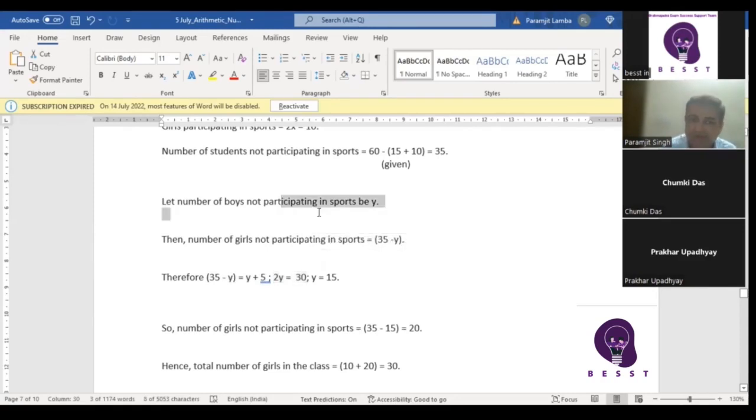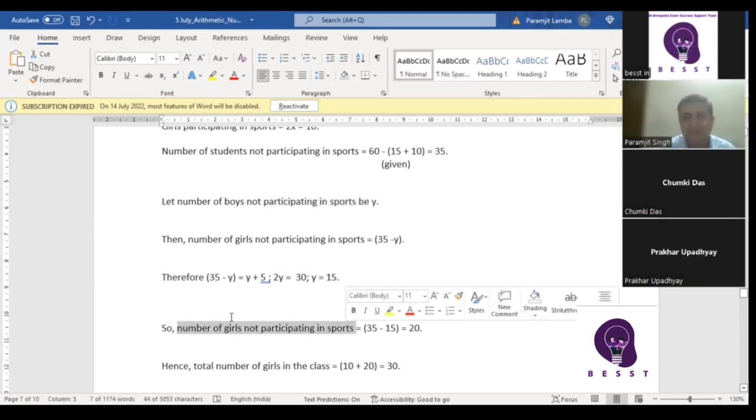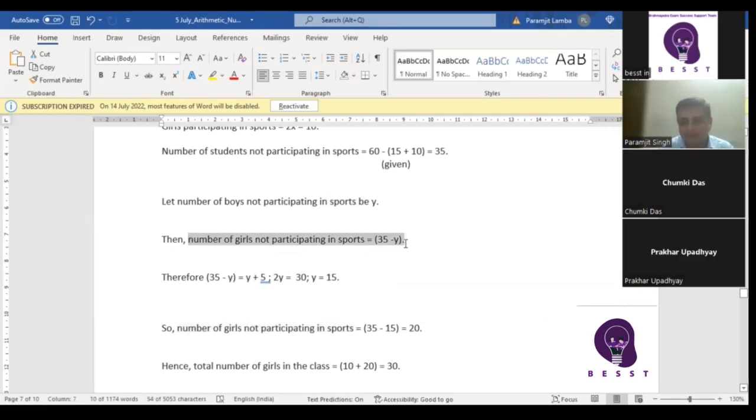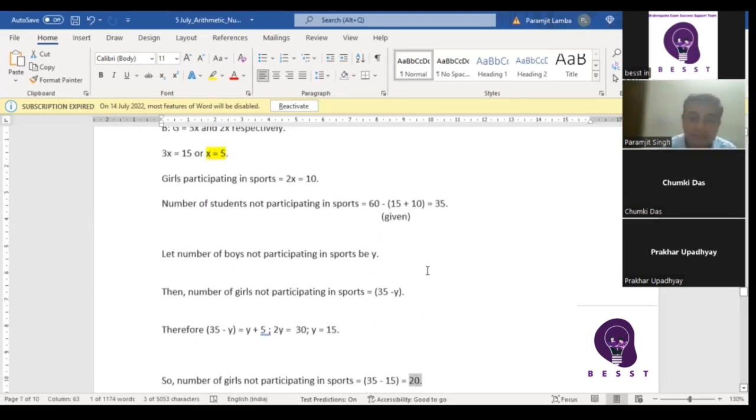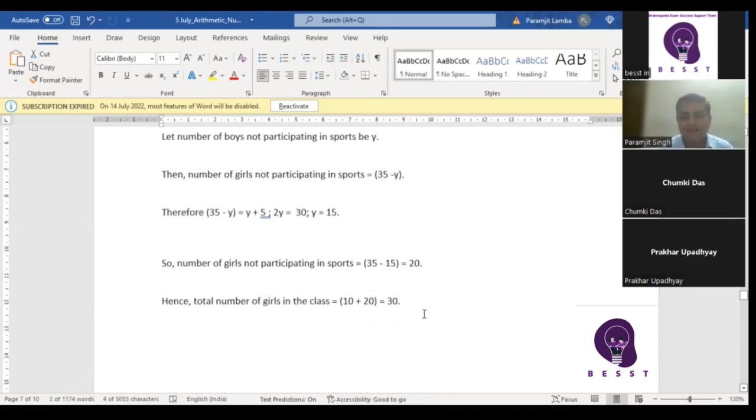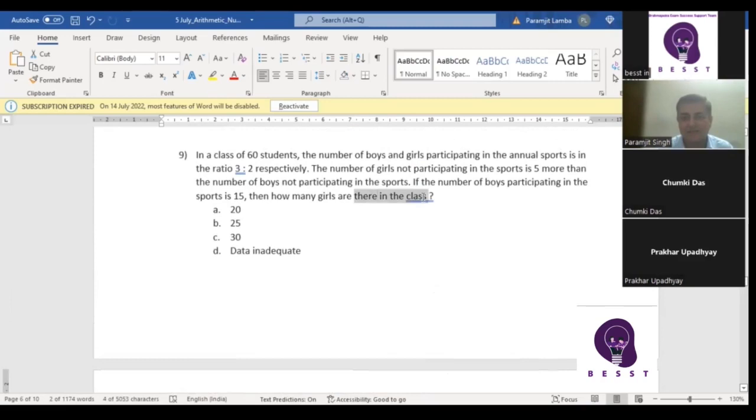What is y? Number of boys not participating in sports. So now we need to calculate how many girls are not participating. Number of girls not participating in sports will be 35 minus 15. From this equation over here, 35 minus 15 is equal to 20. 20 girls are not participating. Therefore, total number of girls will be those who are participating and those who are not participating. Not participating we've got is 20. Participating is 10. 20 plus 10 is 30, which is the answer that we want. How many girls are there? 30. Answer is C over here.